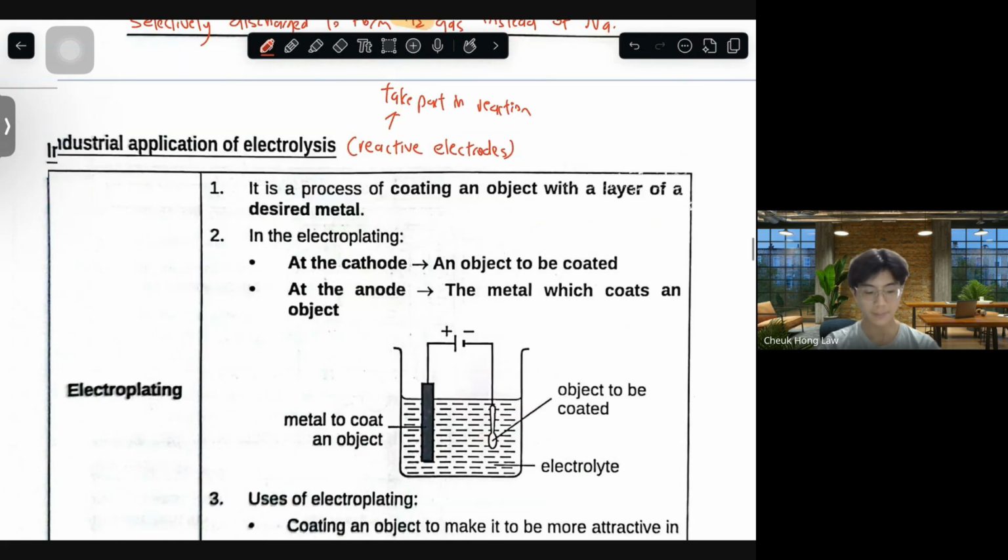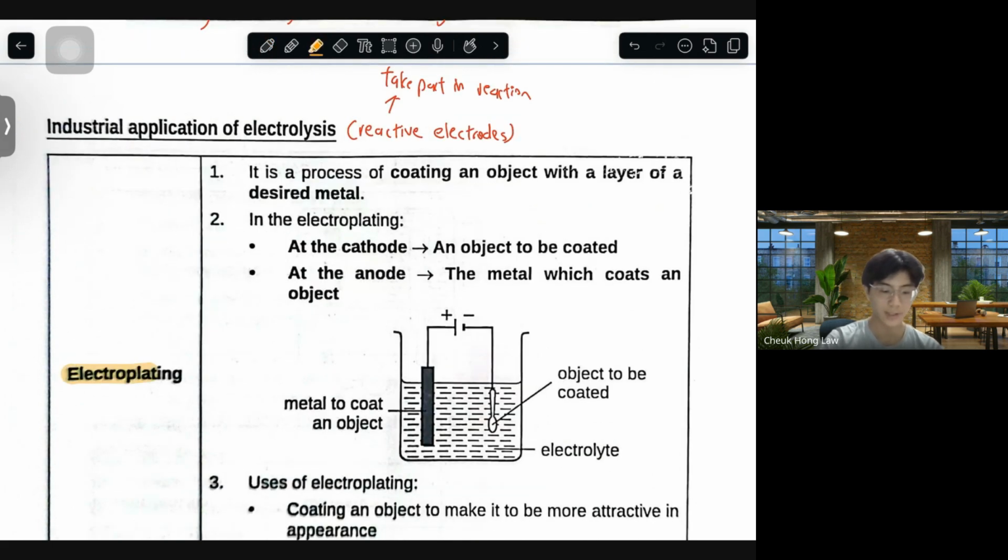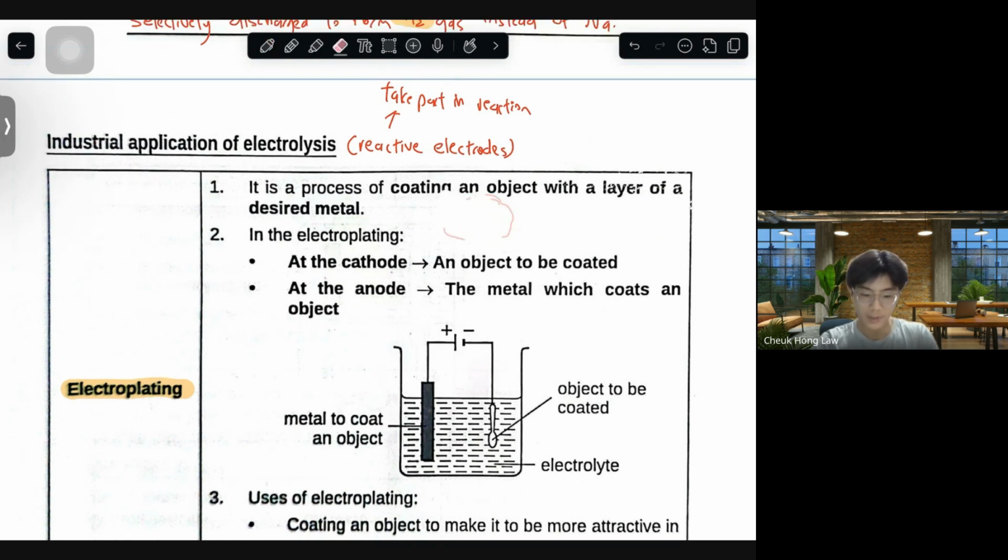So let's look at the first application, electroplating. Electroplating is the process of coating an object with a layer of desired metal. That means, let's say you have a toy, right? You have a toy, and then you want to coat the toy with silver. You can electroplate the toy with silver. But the toy has to be, sorry, a material that can conduct electricity. So usually the most common case will be a spoon.